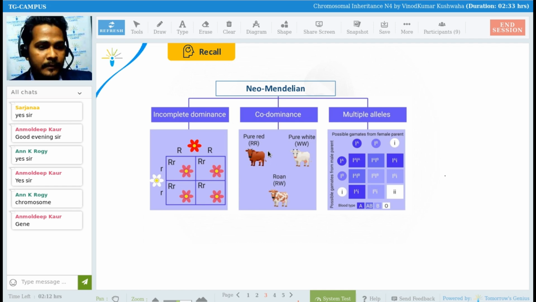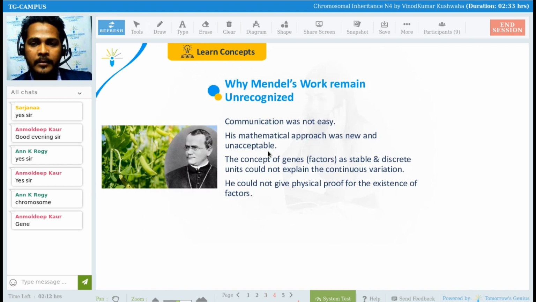Now let's proceed and try to understand today's session. As I told you, we are going to learn about the chromosomal theory of inheritance, right?